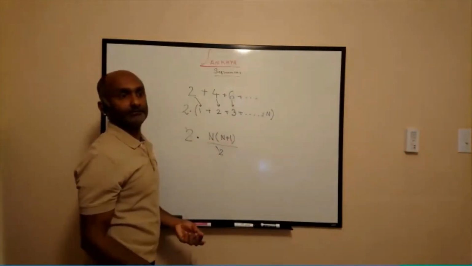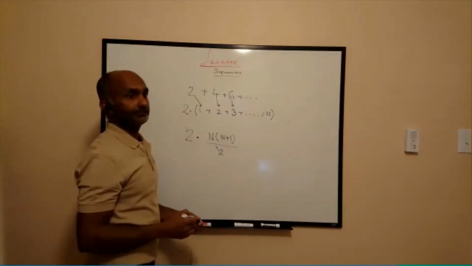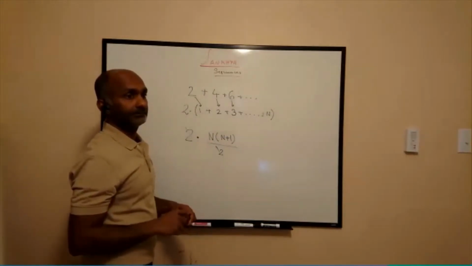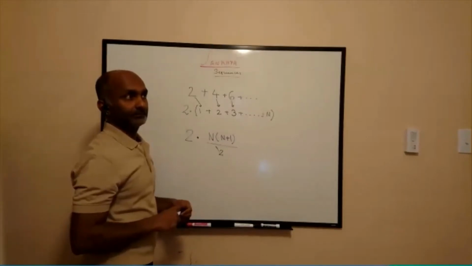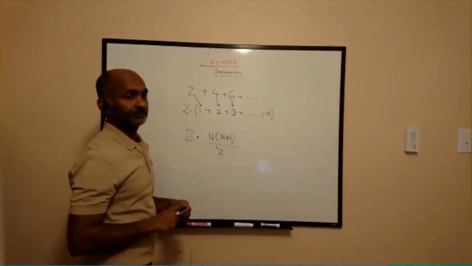Excuse me? I have a question. So, wait, for the even numbers, why do you put n times n plus 1 divided by 2?